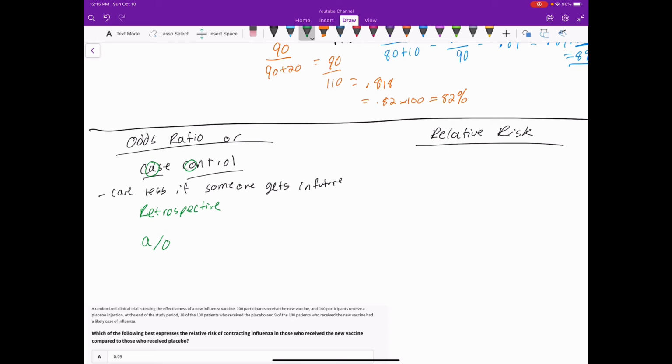They're at odds with each other. Okay, so that means odds ratio. A and O are not the same letter. This is stupid, but it helps me remember it for some reason. Okay, so what is odds ratio?